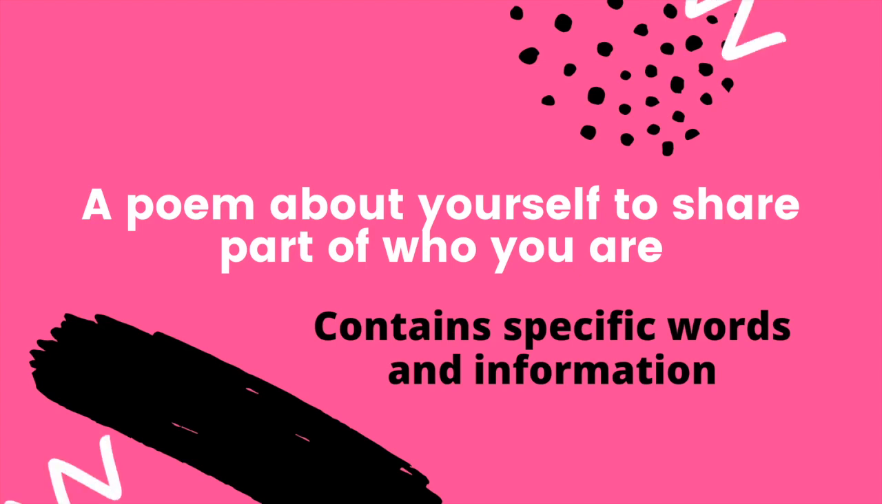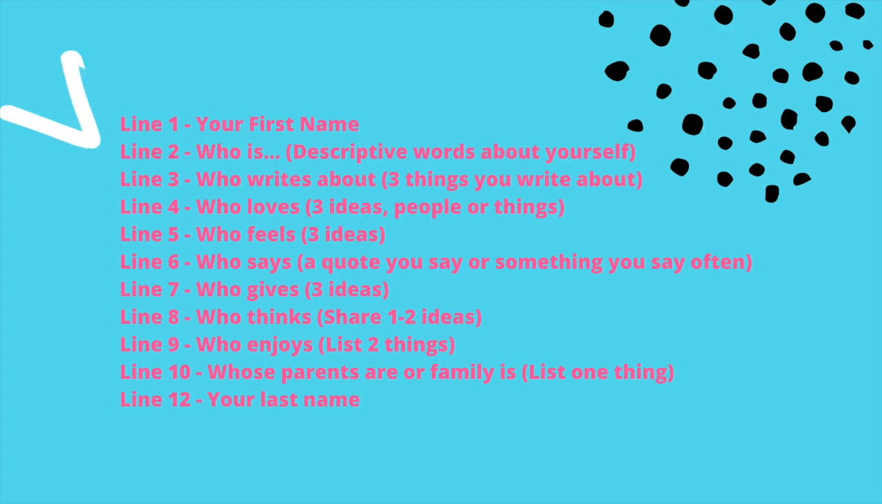A biopoem does contain very specific words and information, but it is a poem about yourself for you to share part of who you are. With a biopoem, depending on where you research, it'll give you different information about what exactly you should include. For the purpose of this assignment, your poem will have 12 lines. Line 1 will contain only your first name. Line 2 will say who is and then include descriptive words about yourself. Line 3 is about who writes about, and then you will include 3 things. Number 4 is who loves, and so on and so on.